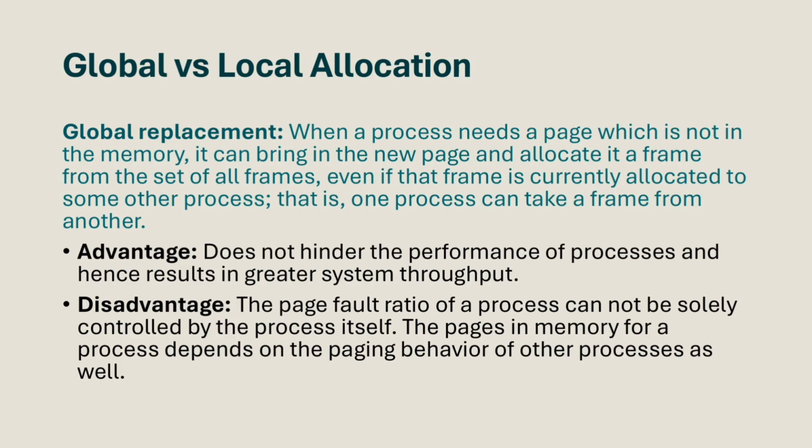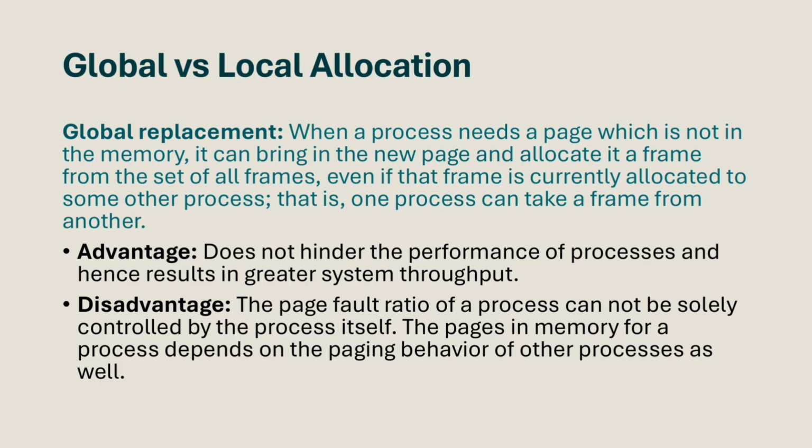And its disadvantage is that the page fault ratio of a process cannot be solely controlled by the process itself, because we are allocating it a frame from the set of all frames. So the pages in the memory for a process depend on the paging behavior of other processes as well. So this is global replacement.